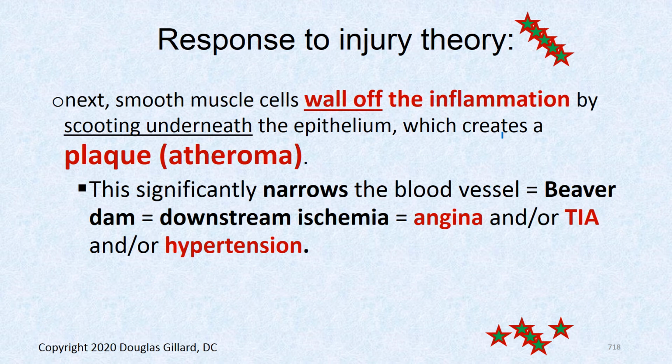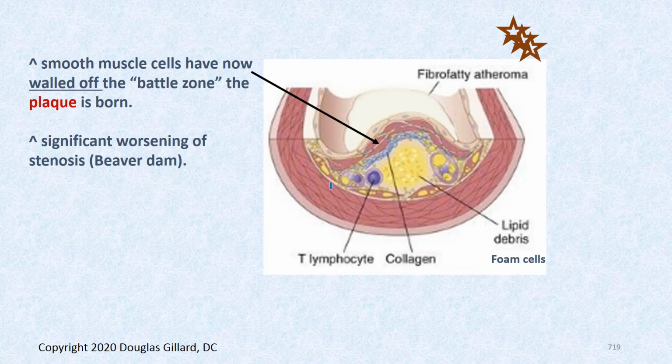Okay, smooth muscle cells, then they decide, this beaver dam could break, and we don't want that to happen because they know immediate hematoma will form, or immediate thrombosis will form if it ruptures. That's called breaching. So they try to wall off the inflammation, and that's what they do. These guys have swum up here, and underneath the endothelial layer, they build a wall to prevent this from breaching, because you don't want this breaching.